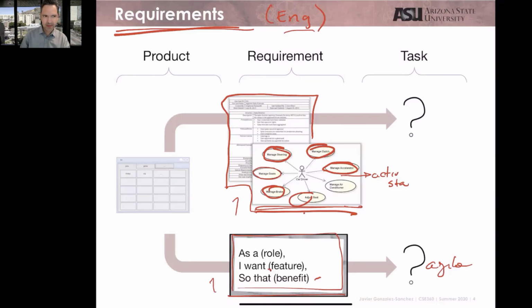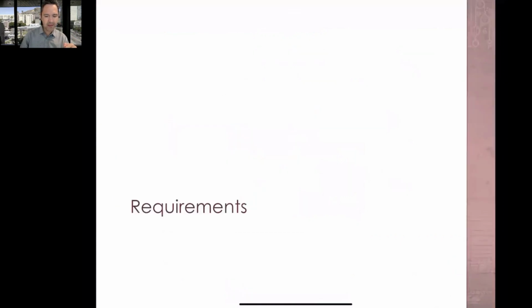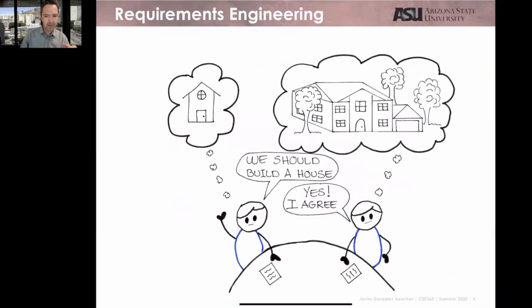But this is too fast. Step number one, talking about requirements. What is a requirement? Why is it important to do this requirement engineering? Well, number one, it's important because usually people understand different things with the same idea.